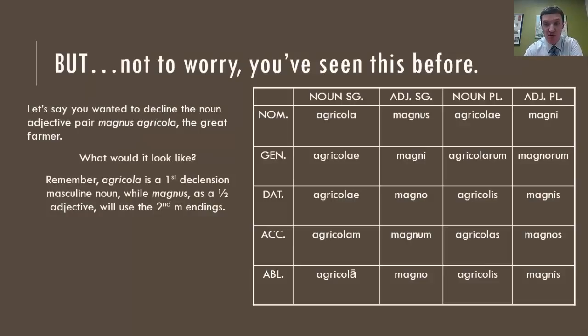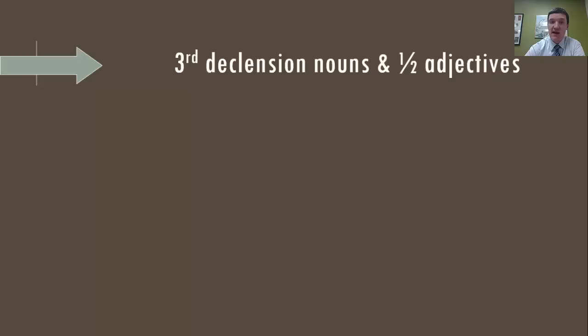Same in the genitive plural. Agricolarum, that's genitive plural masculine. Magnorum, genitive plural masculine. So do those forms agree in case, number, and gender? You better believe it. Do they agree in ending? No. But hopefully, as you're starting to understand, that doesn't matter.